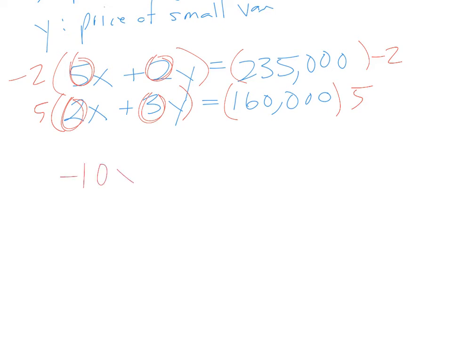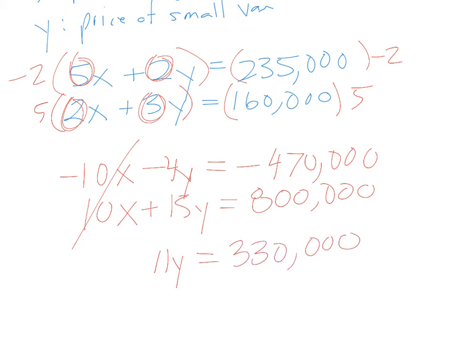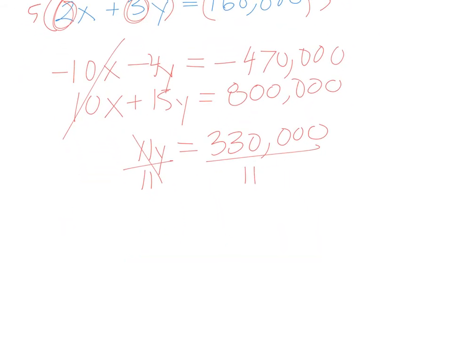So I end up with negative 10x minus 4y is equal to negative 470,000. And then I have 10x plus 15y is equal to 800,000. So the x's cancel out, and I get 11y is equal to 330,000. Divide both sides by 11, solve for y, and I get y is equal to 30,000.